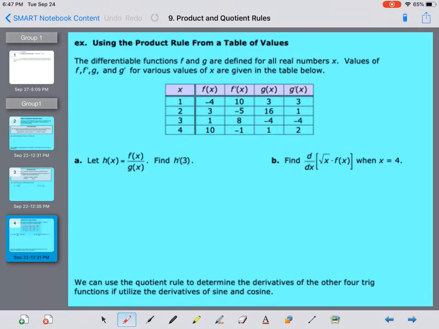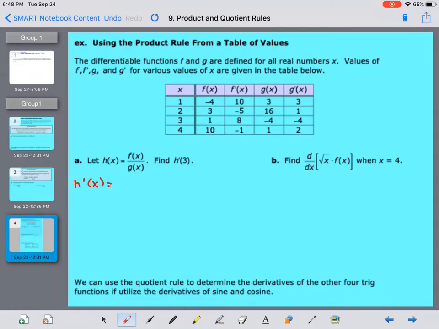Okay, so I want to know, if h of x is f of x divided by g of x, I want to find h prime of 3. Well, in order to find h prime of 3, the first thing I need to do is find h prime of x. So that's what I'm going to do first. Because I said f of x divided by g of x, that makes it a quotient. So we're going to use the quotient rule to find the derivative.